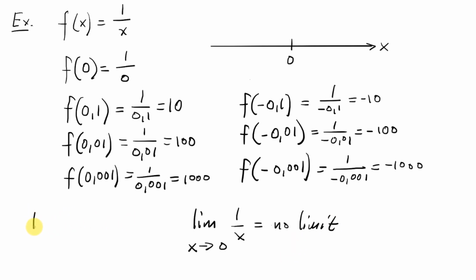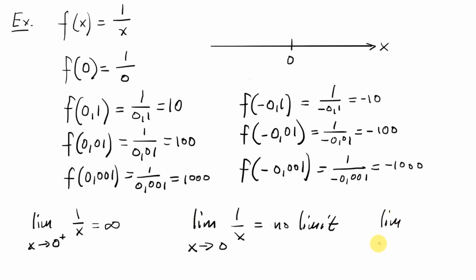However, we can introduce the following notation. If we write like this, it means that x goes to 0 from the right. So we go from the positive side. Then this will go to infinity, as we have seen here.